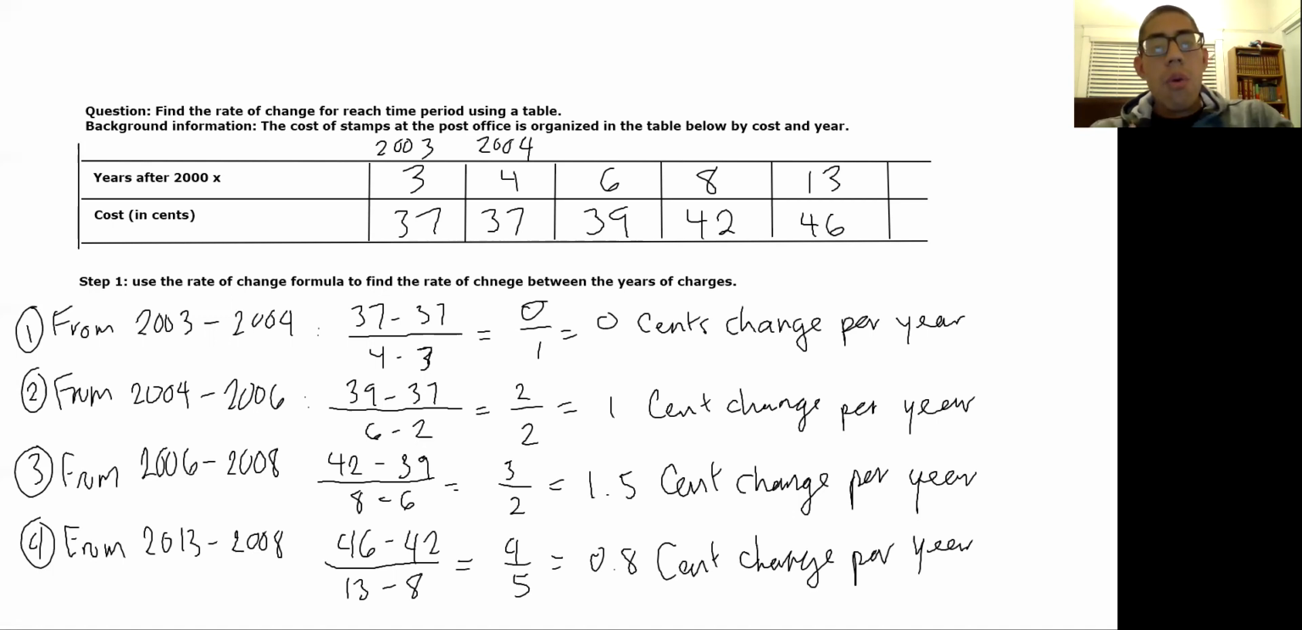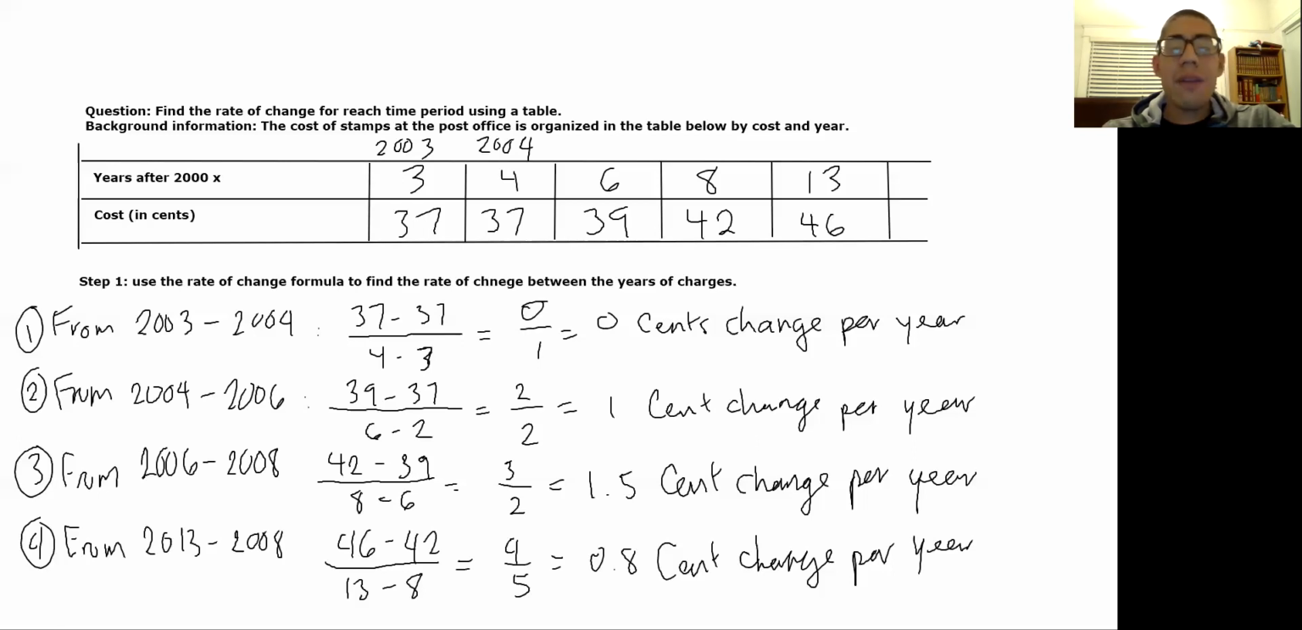Okay. What we're trying to find out, our question here, is to find the rate of change for each time period using the table. In other words, we want to know, from 2003 to 2004, what was the change in price, right? Now, by just looking at the table, you should be able to see that from 2003 to 2004, there really wasn't any change. They were both 37 cents by the end of it. So, I mean, that was it, right?